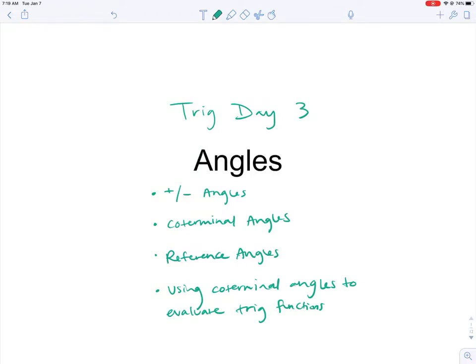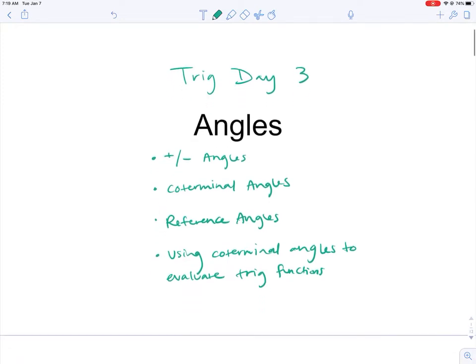So this is day 3 of Trig. We're going to be talking about angles. So in this section, we're going to be looking at positive and negative angles, coterminal angles, reference angles, and then using coterminal angles to help us with evaluating trig functions.